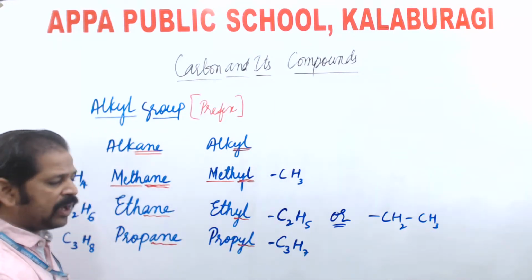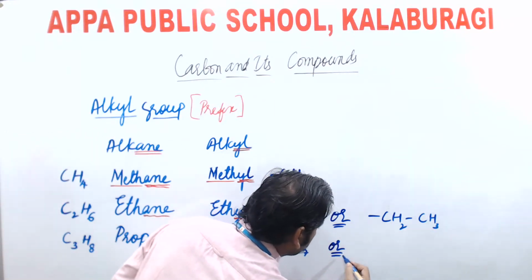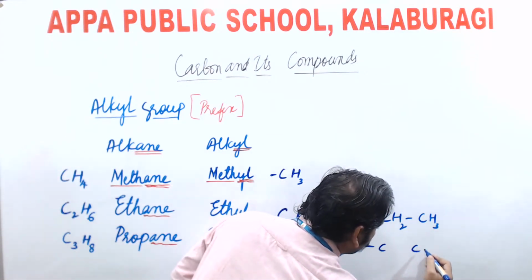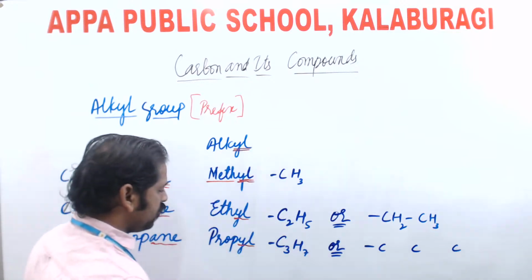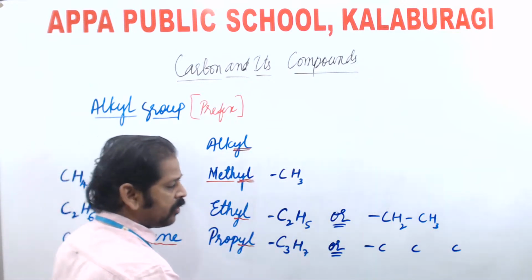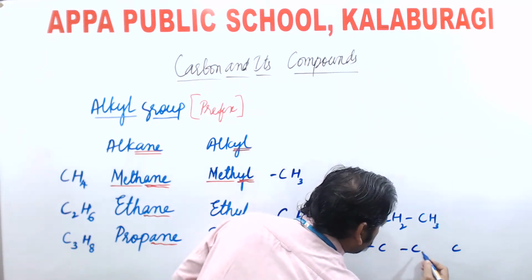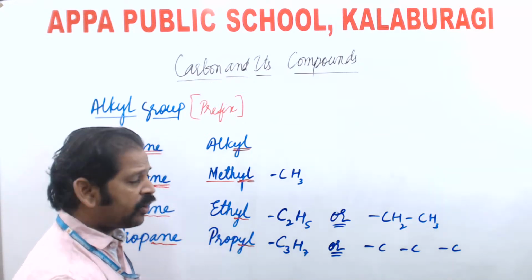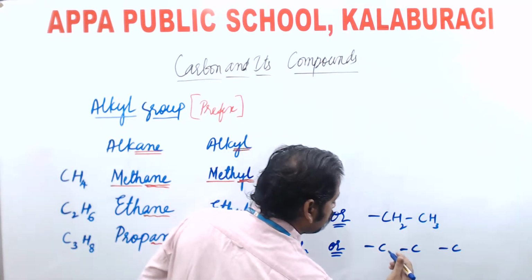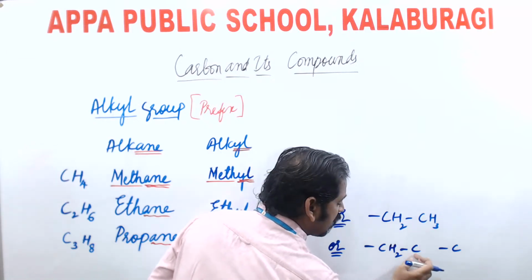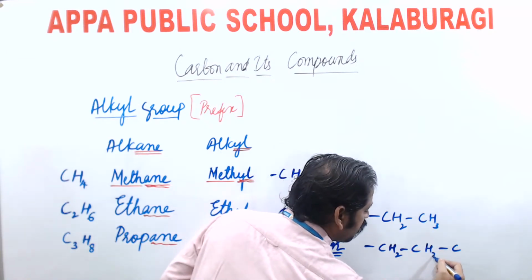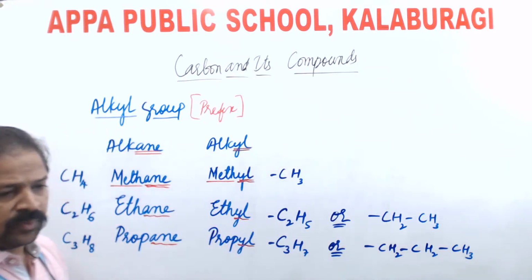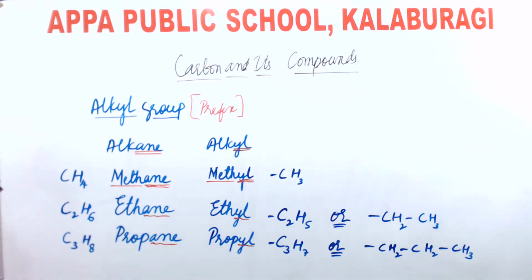The same with the propyl also. You can write propyl in the same way, but the number of carbons is 3: 1, 2, 3. Now the number of hydrogens is 7. Because there is a single bond between all the carbons, I have to write only the hydrogens. This carbon has two bonds, hydrogen is 2. This carbon has two bonds, hydrogen is 2. This carbon has one bond, hydrogen is 3. Okay, this is about the alkyl groups.